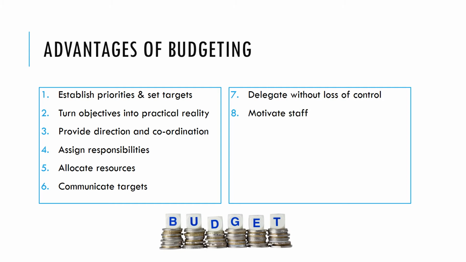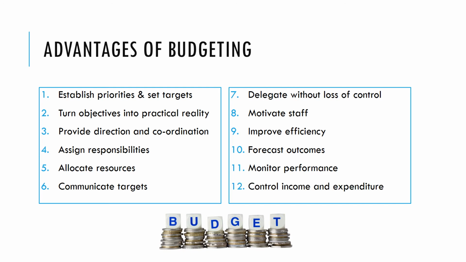Staff might find it motivating. Here's your target, go and get it. It's very clear and they can see how they're getting on against that target. And as a result, the business might work more efficiently. You can have a look at what you're expecting to achieve, which is useful, and you can monitor your performance against those expectations, against those targets, and take action if the performance isn't meeting your target. Ultimately, it allows you to try and control the income and expenditure, the revenue and costs of your business.